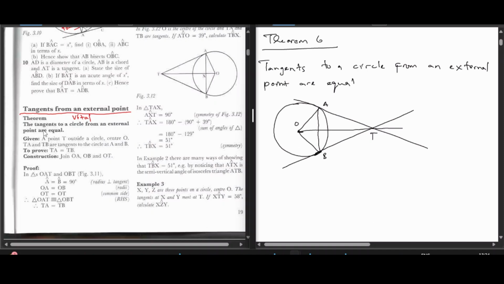This is what the theorem says: the tangents to a circle from an external point. So T is going to be the external point. Our tangents are AT and BT. The theorem says tangents to a circle from an external point are equal. So this is going to be equal to that. But before we go anywhere, I want you to notice that the shape is actually a kite.